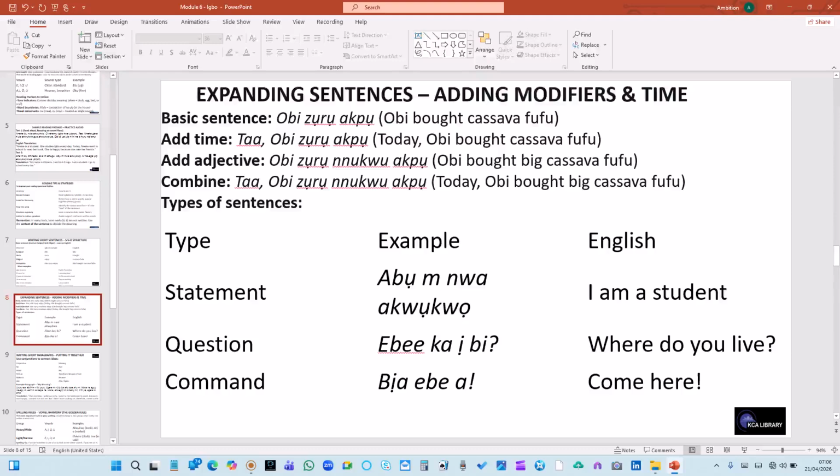Then we have different types of sentence. And we have statement. Example, abụ m nwa akwụkwọ. This is just a statement. I am a student. Now, in the question type of sentence, ebee ka ị bi, which means where do you live? Then the command form could be bịa ebe a, which means come here.